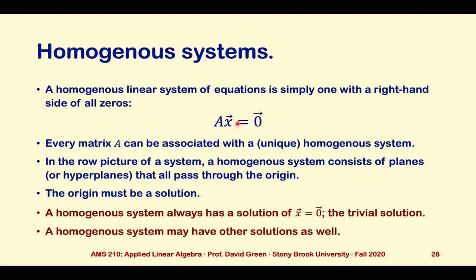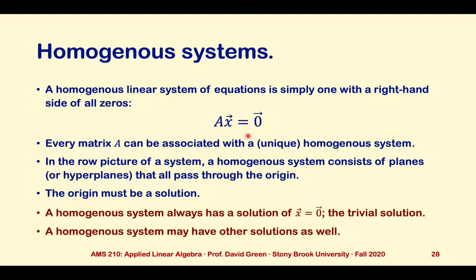Clearly, we can write this type of equation for any matrix A. So any matrix can be associated with a homogeneous system, and that system is unique. There's only one way to write this equation for a given A.